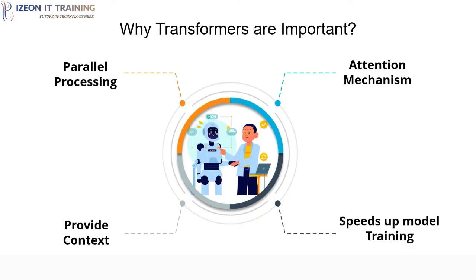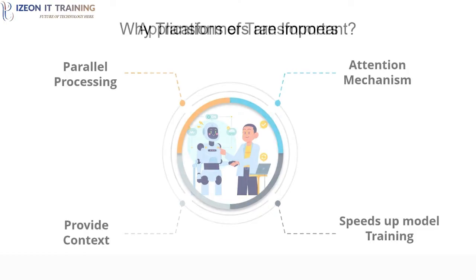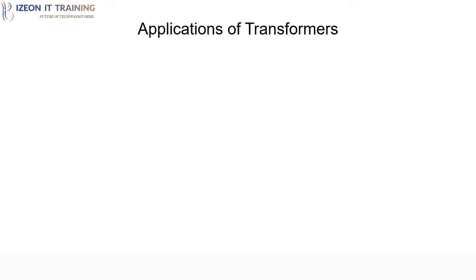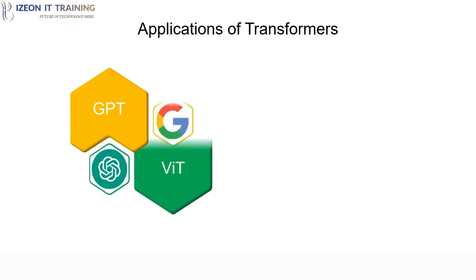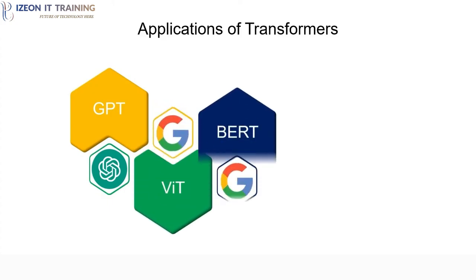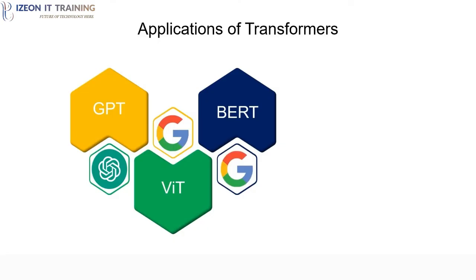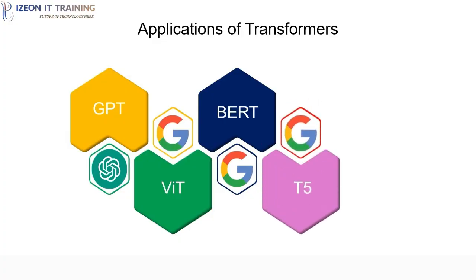Now that we know why transformers are important, let's discuss some applications. We have OpenAI's GPT, a groundbreaking model that leverages the power of transformers for natural language processing tasks. Additionally, Google has developed several transformer-based models including Vision Transformer for image recognition, BERT, bidirectional encoder representations from transformers, for understanding the context of words in a sentence, and T5, which stands for Text-to-Text Transfer Transformer, for a wide range of text generation tasks.